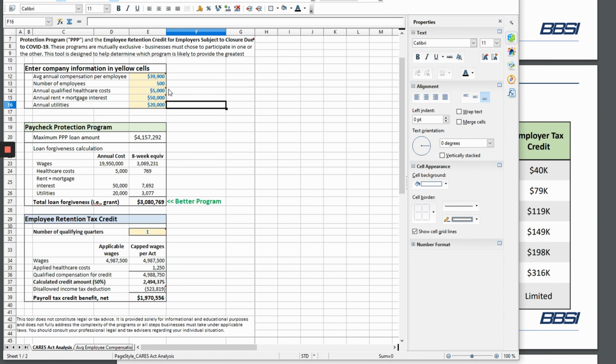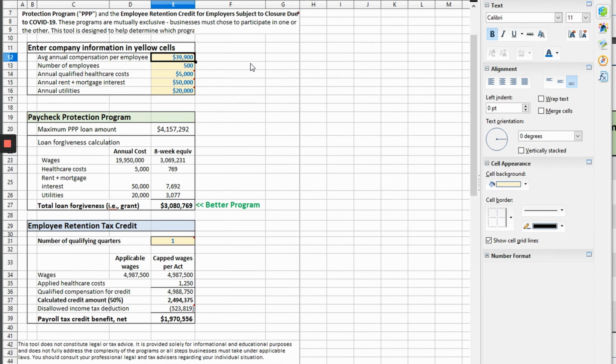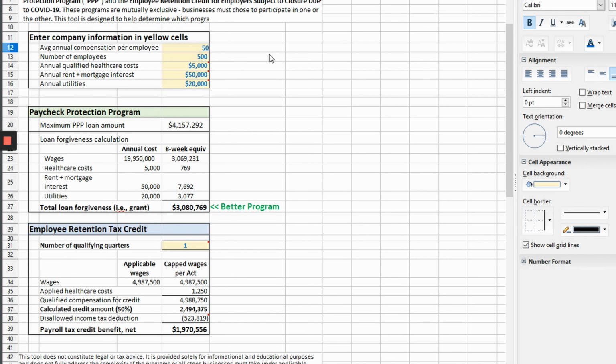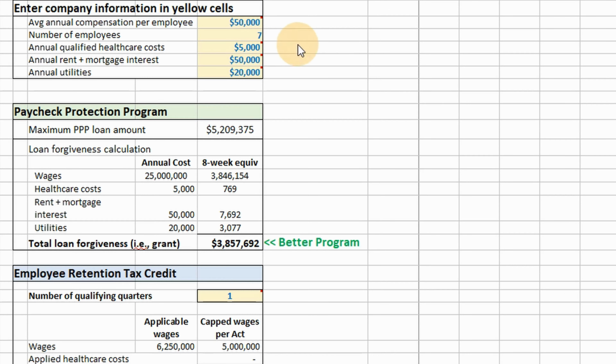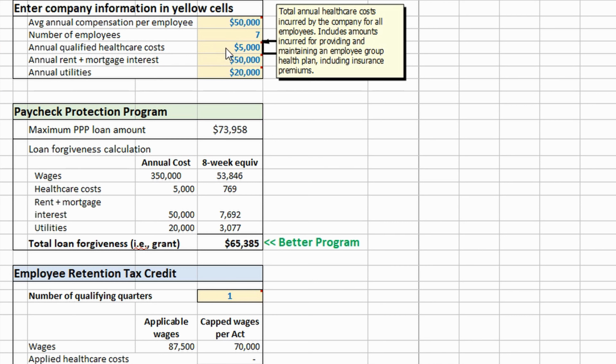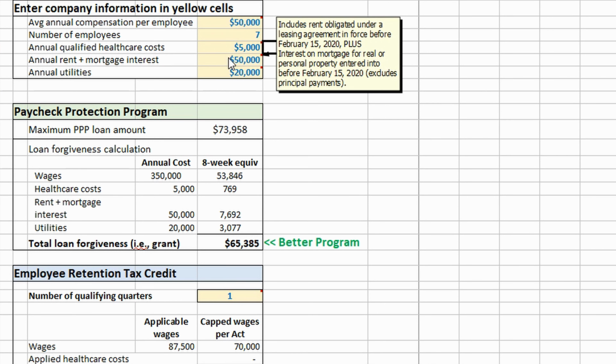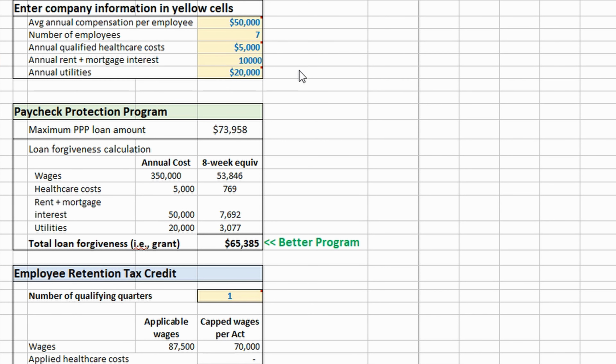This is super helpful. You can put in whatever information there is about your specific business. Let's just make up some examples. Let's say your average compensation per employee is $50,000 and you have, let's say, 7 employees. We'll just leave the annual qualified health care cost at $5,000. Annual rent and mortgage interest, we'll lower that, let's say $10,000. Annual utilities, we'll just leave that at $20,000.